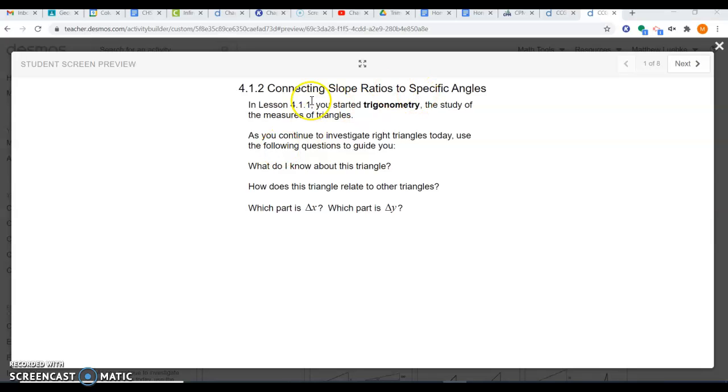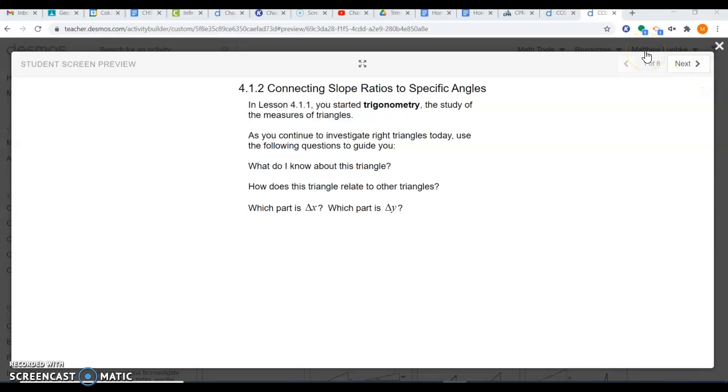Okay, here's the video guide for lesson 4.1.2, connecting our slope ratios and our specific angles in the last lesson, and we're going to try to use them here in this lesson. So the angles we found last time, we had an 11-degree angle, and that had that slope ratio of 1 over 5. We had a 22-degree angle that had a slope ratio of 2 over 5. We had a 45-degree angle that had a slope ratio of 1 over 1. And we had maybe another one I can't think of right now, but if we run into it, we will use it. Okay, and so we're going to try to use those ratios.